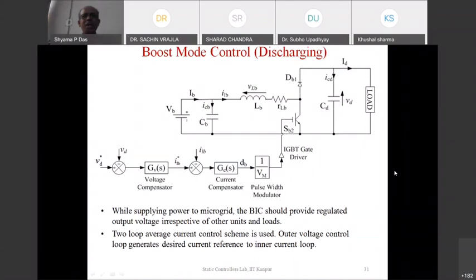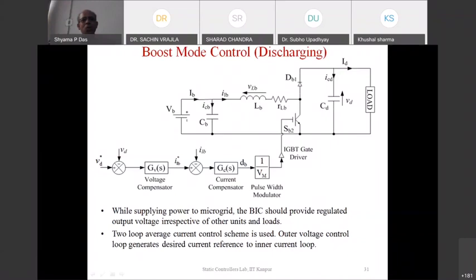So we are using this in the boost mode for discharging, which means the battery has to supply the power to the microgrid. So what we do here, the objective is to maintain a constant microgrid voltage. The microgrid is about 120 volt, so that is the reference voltage, that is VD star here. And we use a sensor to sense the actual microgrid voltage, that is VD, and we feed it back here.